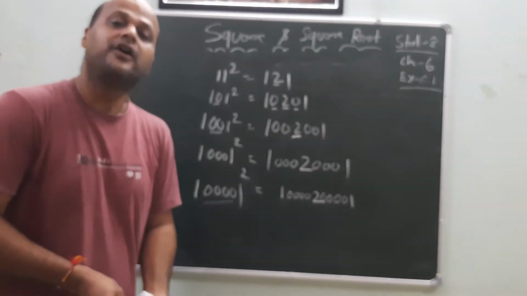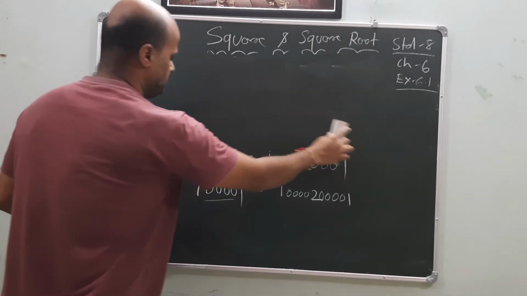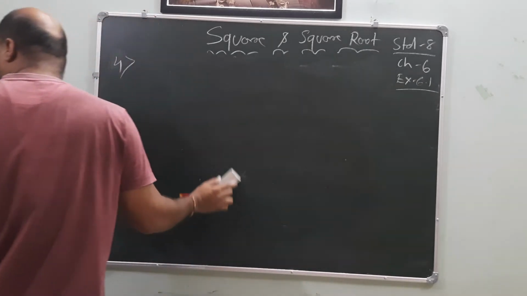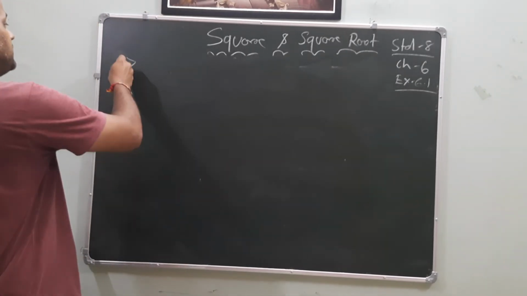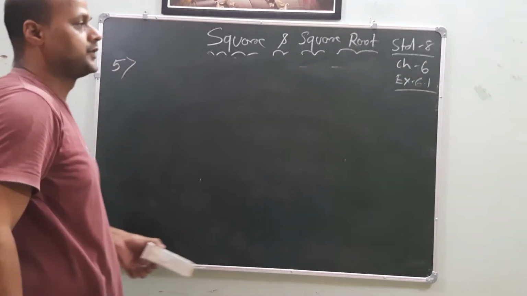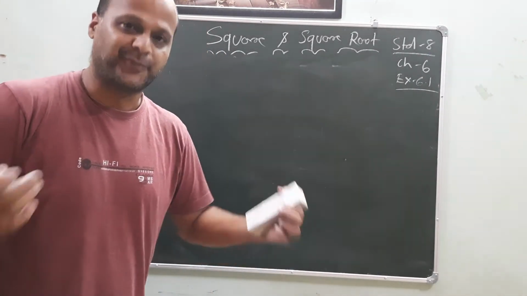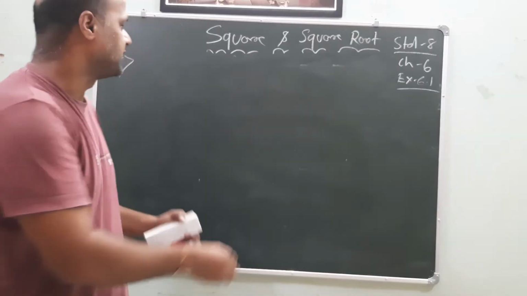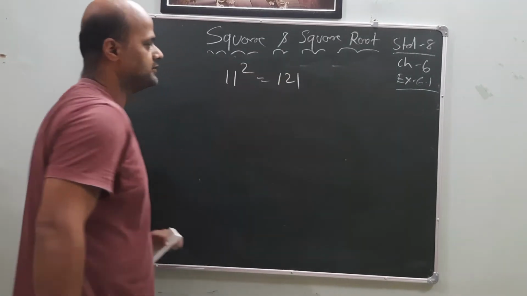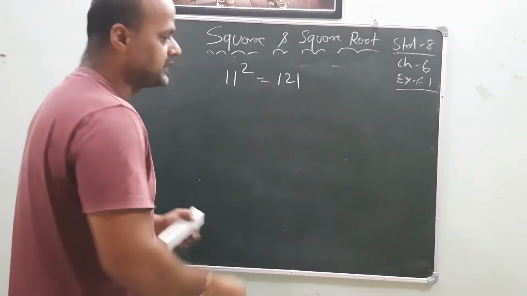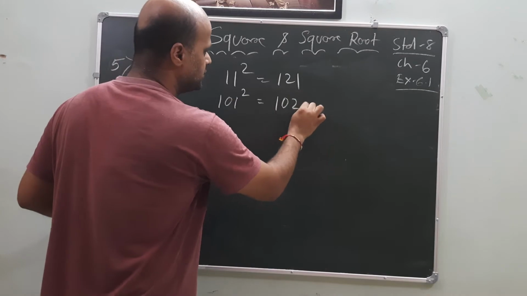Let's go for the 5th one. What is the fifth one, my dear friends? It is saying another pattern. Let's see what the other pattern is. 11 square is equal to 121. Again it is saying 101 square is equal to 10201.